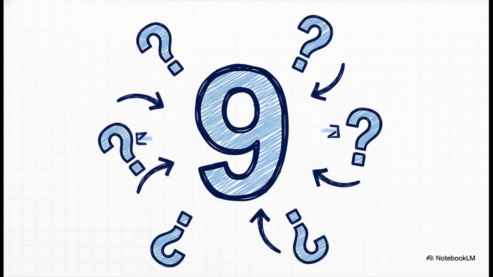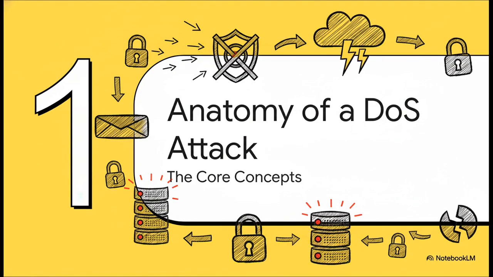So here's what we're going to do. We are going to hammer through 9 crucial questions pulled straight from a computer security exam review. By the time we're done, you're going to have a rock-solid understanding of these core concepts. Ready? Let's get into it. First things first, we've got to understand the fundamentals. What is the basic anatomy of a DOS attack? What are they, what do they actually go after, and how do they work?